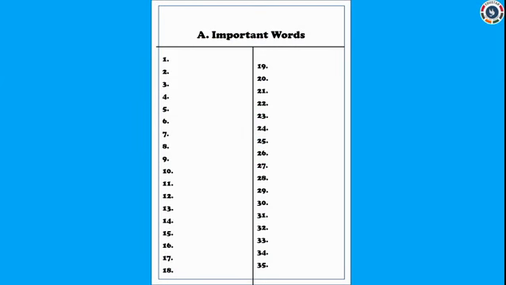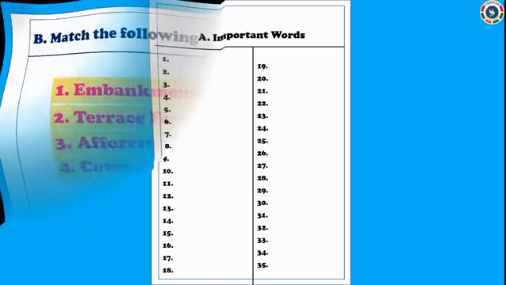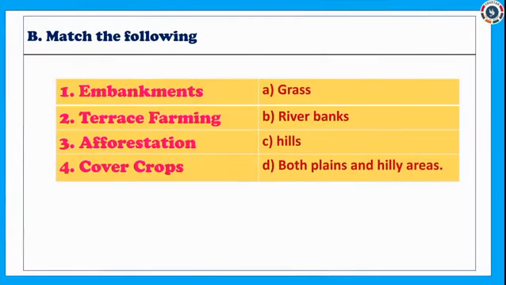Exercise A, write important words, write 35 words. Exercise B, match the following. Write the question with direct answer. Already you know that, right?